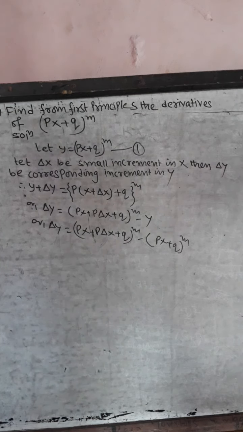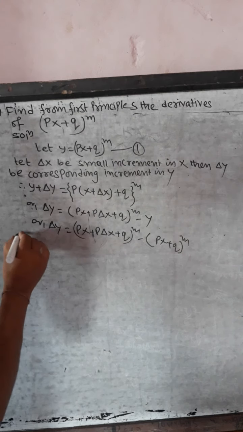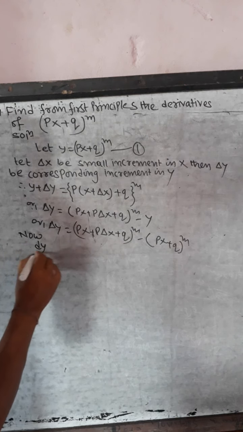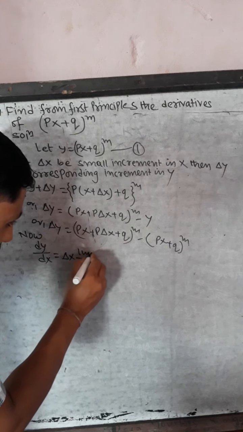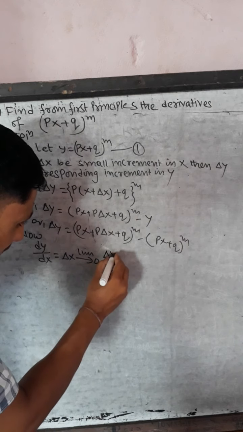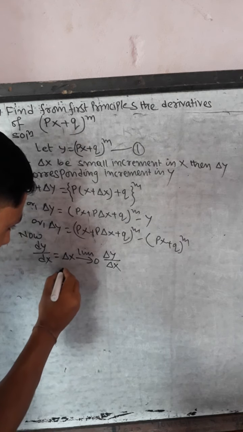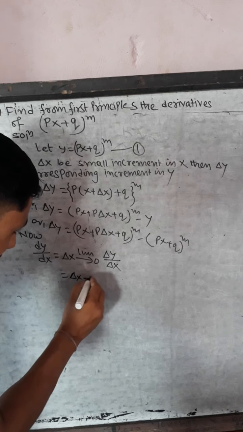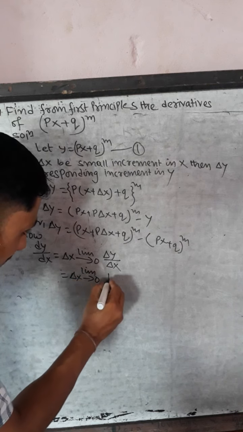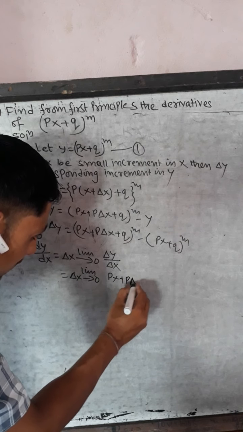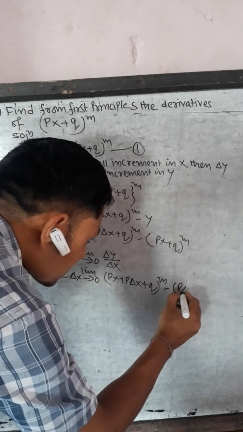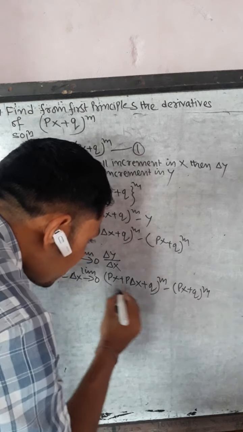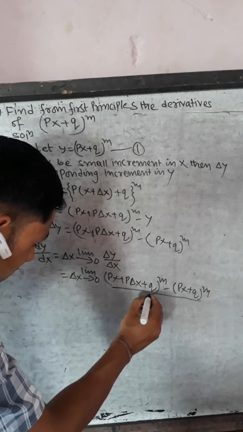Now let's find dy by dx. Dy by dx means limit del x tends to 0 of del y by del x, which is equal to (px + p del x + q) to the power n minus (px + q) to the power n, divided by del x.